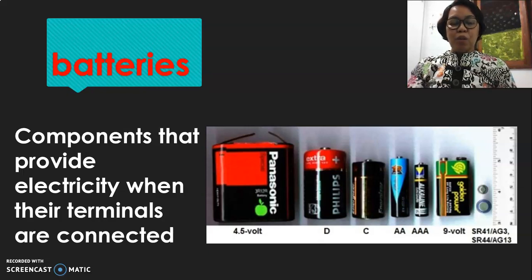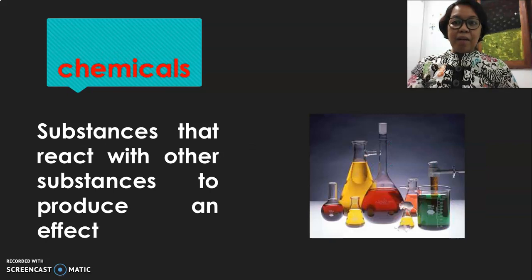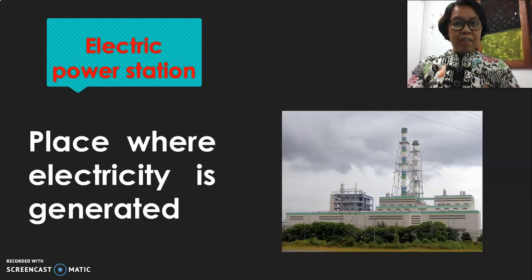So, to start with, let's learn first the science glossary for this unit. We have here batteries. These are components that provide electricity when their terminals are connected. Cables are thick, strong wires that can carry electricity. Chemicals are substances that react with other substances to produce an effect.